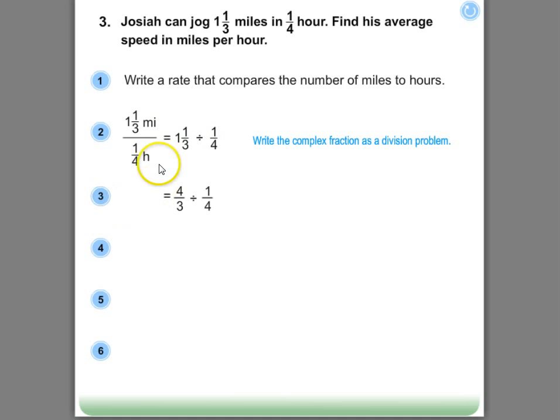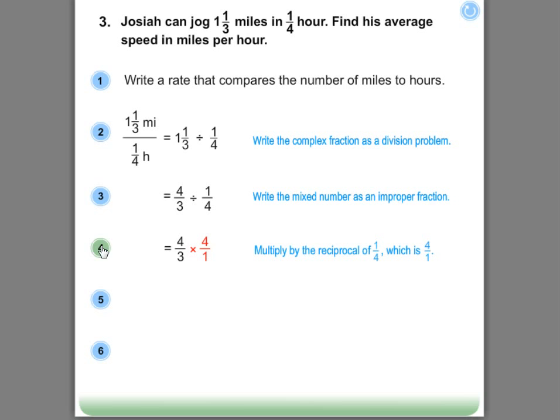Please remember that whenever you are multiplying or dividing fractions, we need to change any mixed number to an improper fraction. So 1 1/3 changed to improper will be 4/3 divided by 1/4. And now we can go ahead and do KCF. So it's 4/3 times 4 over 1. And then we multiply the numerators, 4 times 4 to get 16, and 3 times 1 to get 3.